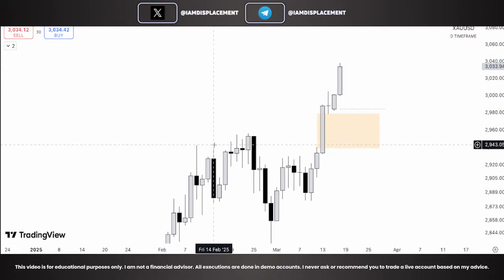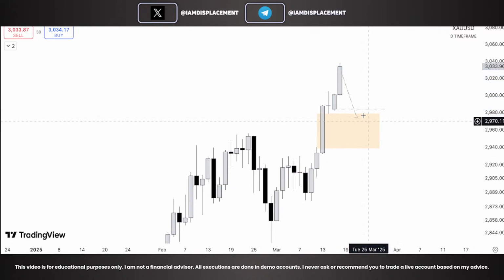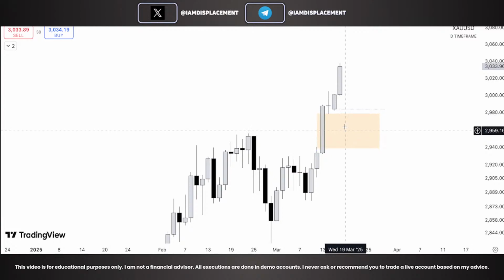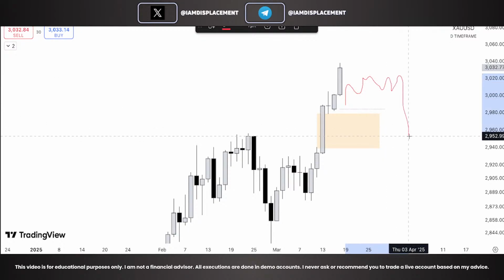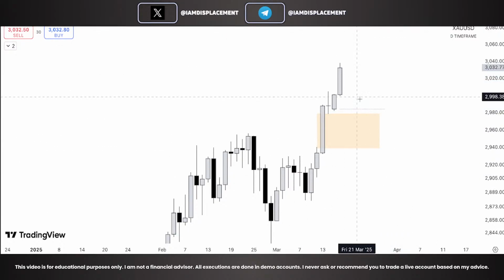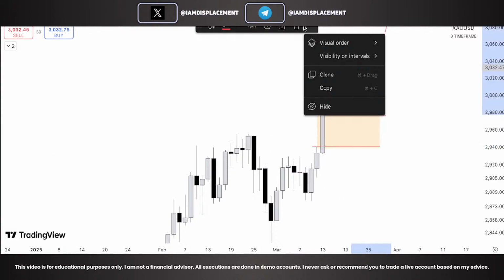Better entries will be inside this fair value gap. But let's wait. The worst thing you can do is try to trade from here to here. That's a very wrong thing to do. Wait for price to come here. You don't know how it will come. It can come immediately or it can consolidate long enough, then it will come. So you never know. Better wait for price to hit that key level and then look for longs.